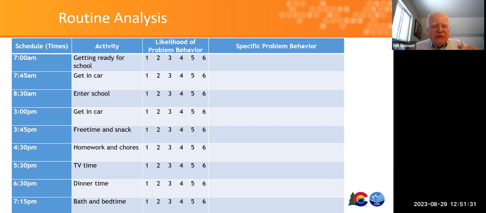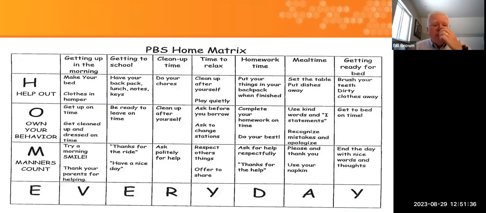So you can also take this routine analysis, and again, this is Kiki McGough's work and adaptation. You could put it into a home behavior matrix. And the home behavior matrix talks about these different environments: getting up in the morning, getting to school, cleaning up time, time to relax. And you want to put in here, what are the expectations in these environments? So what are your expectations around getting up in the morning? Going to school with that. And so this just gives you a chance to have a conversation with your child or with your student, so that you can put all these expectations on paper.